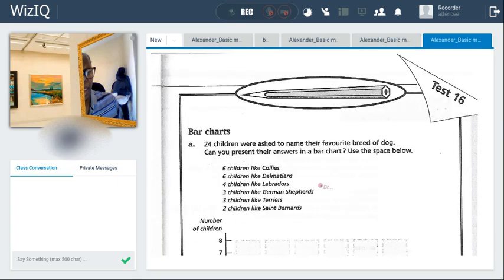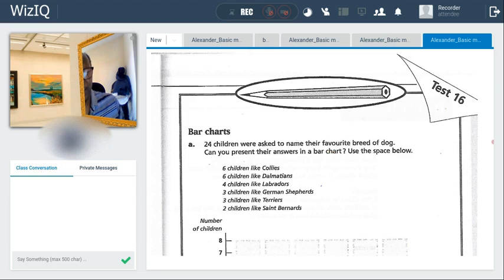All right, so let's look at this one, which is test 16. Okay, so 24 children. So that's the total. Oh, the color hasn't come properly. That's all right. Okay, children were asked to name their favorite breed of dog. Can you present their answers in the bar charts?